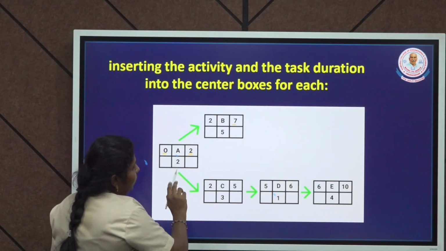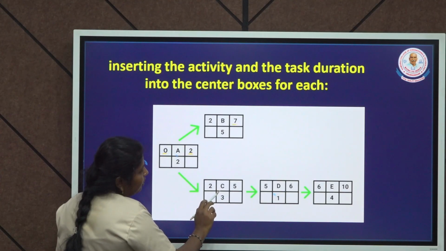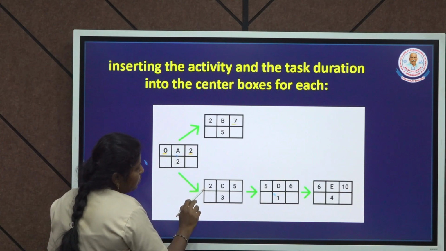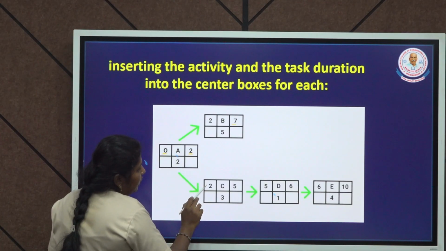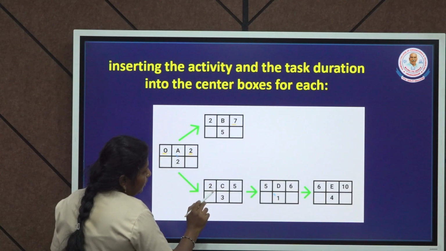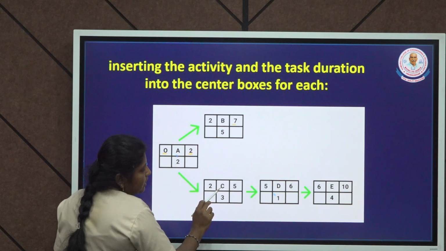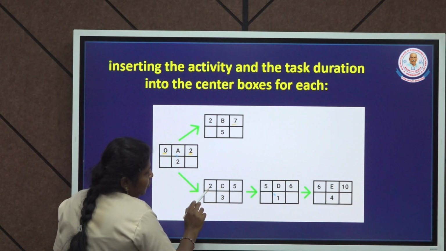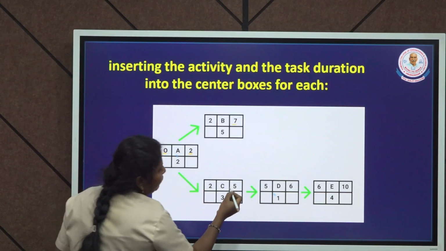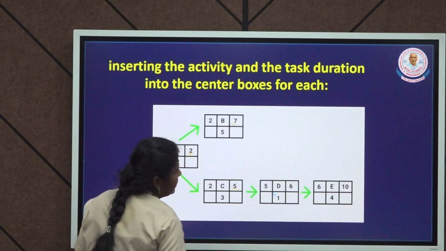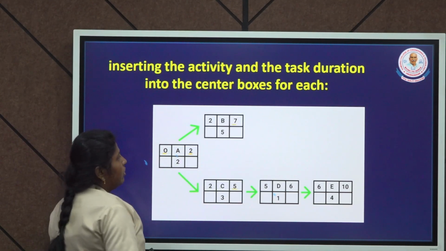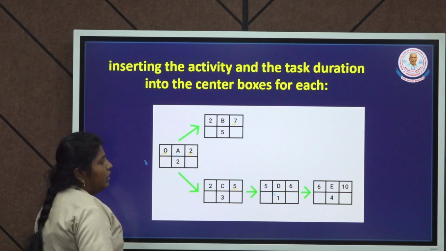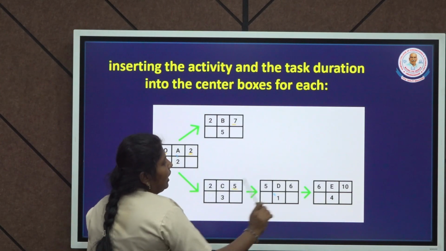So now let us move to C. See here, the early finish value of A is 2, so use this value as the early start value of C, 2 here, and the time duration given for C is 3 days. So for 2 plus 3, you have a total of 5 days to complete the work for the C activity here. So you complete the activities A, B and C, then D and E are the remaining activities.